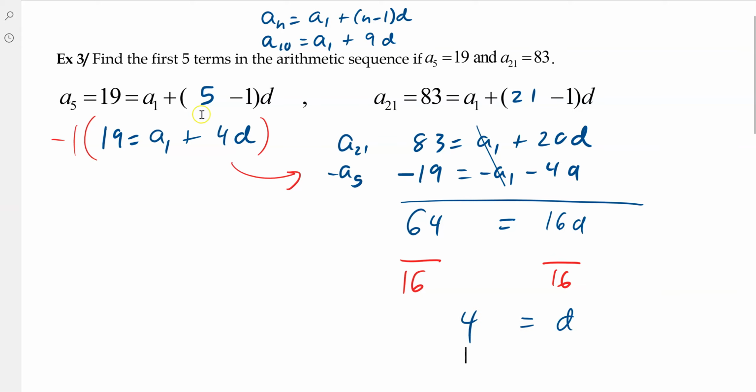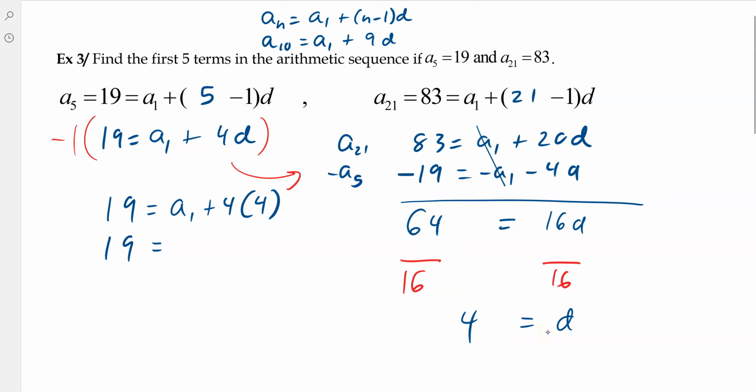And for our formula, all we need is our first term and our difference. So we have our d. Now if we plug it back in, we'll find a sub 1. So we come back over here, we plug in our difference of 4, and make sure that this is correct. It is positive. Our terms went from 19 to 83, so we are increasing, which would be a positive 4. If it was decreasing, you'd want to make sure it says negative 4.